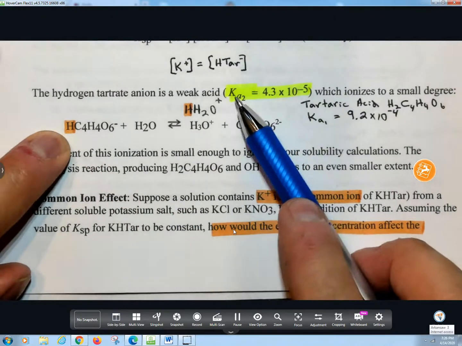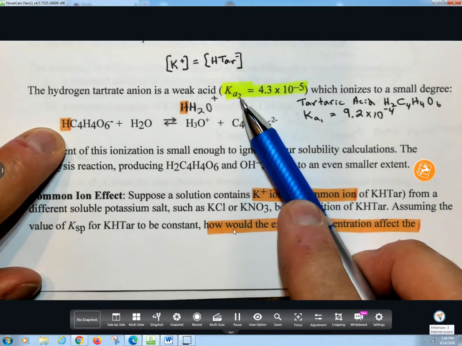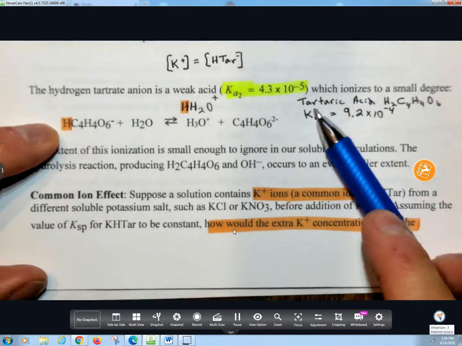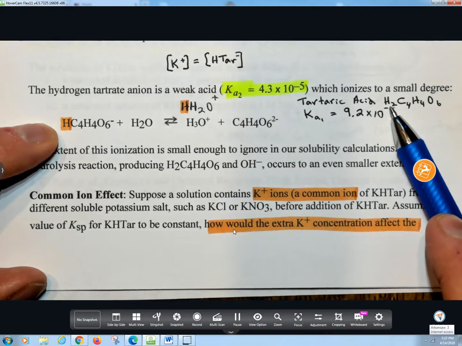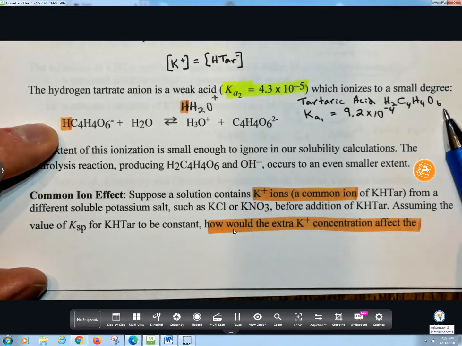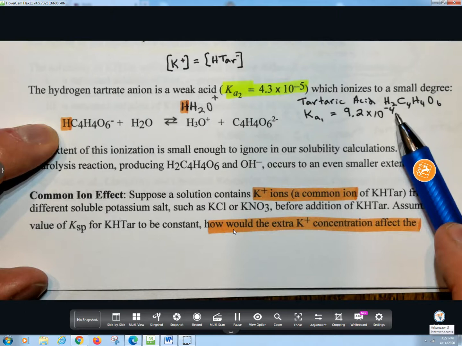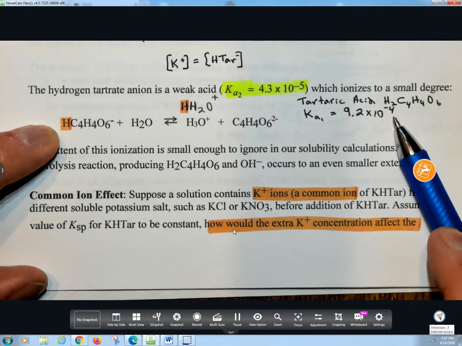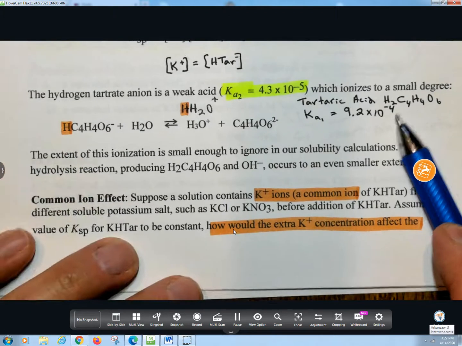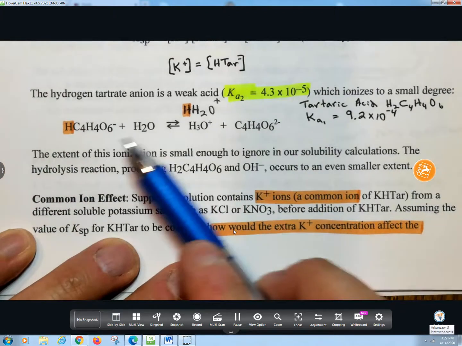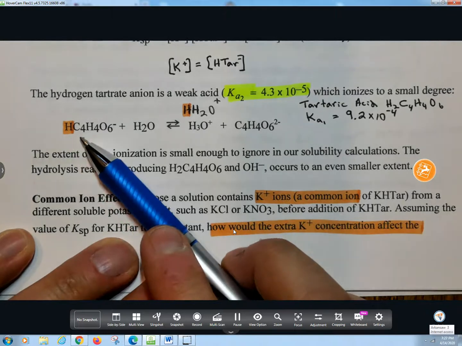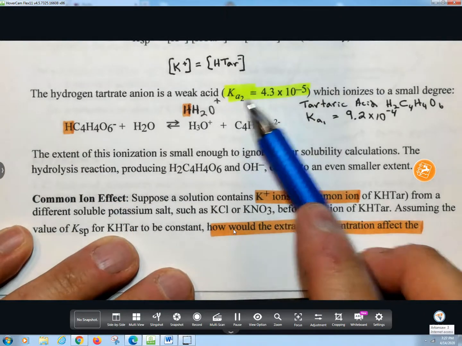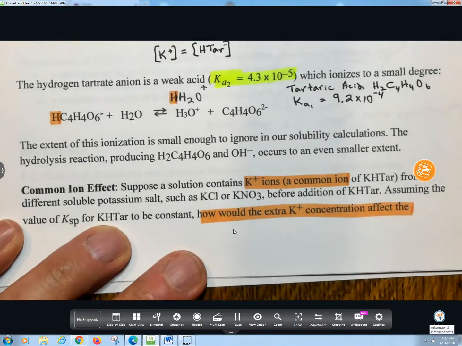It has a Ka2. Well, you might ask, why is it a Ka2? Because tartaric acid is H2C4H4O6, which is also a weak acid. So it has a Ka1 of 9.2 times 10⁻⁴. And then once the first hydrogen comes off, then we have this hydrogen tartrate ion, which has a Ka2. That would be a diprotic acid, 2 ionizable hydrogens that can come off.